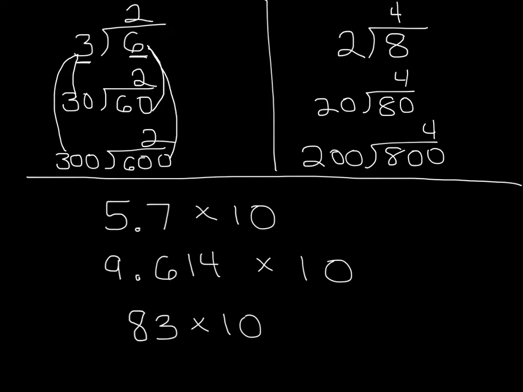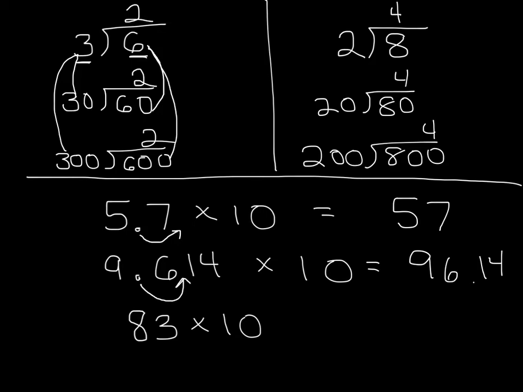So let's remember that. Now in the bottom, I just want to recall how to multiply a decimal or even a whole number times 10. So 5 and 7/10 times 10. I just move the decimal point one spot to the right. So that equals 57. And now 9 and 614 thousandths. If I want to multiply that times 10, I get 96 and 14 hundredths, because to multiply by 10, I just move the decimal point one spot to the right.